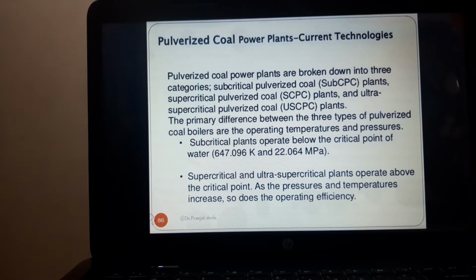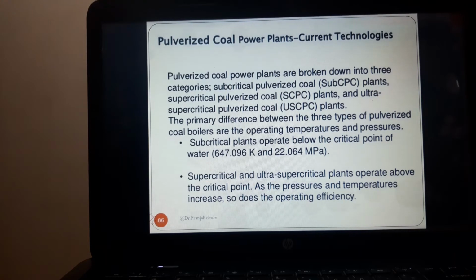Pulverized coal power plants are broken down into three categories: subcritical pulverized coal, that is sub-CPC plants, supercritical pulverized coal, that is SCPC plants, and ultra supercritical pulverized coal, that is USCPC plants. The primary difference between the three types of pulverized coal boilers is the operating temperatures and pressures.